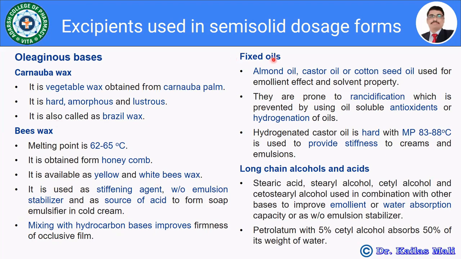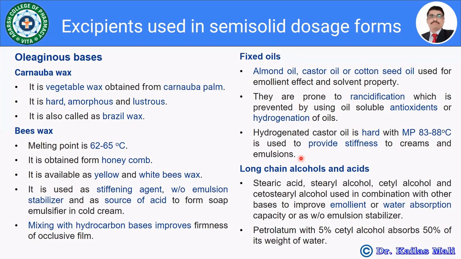Then the next is vegetable oils like almond oil, castor oil, cottonseed oil, also used for their emollient effect and solvent property, but they are prone to rancidification, which is prevented by using oil-soluble antioxidants or by converting these oils into their hydrogenated form. That is known as hydrogenation of oil. That is hydrogenated castor oil. It is very hard with a melting point of 83 to 88 degrees Celsius and used to provide stiffness to the creams and the emulsion. So this is about the fixed oil.